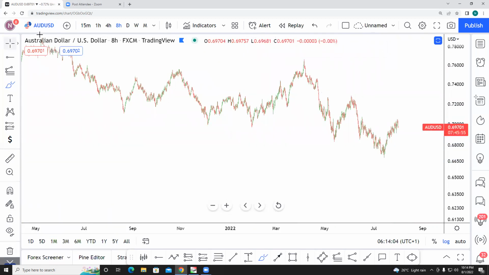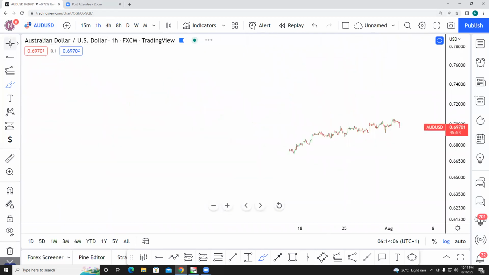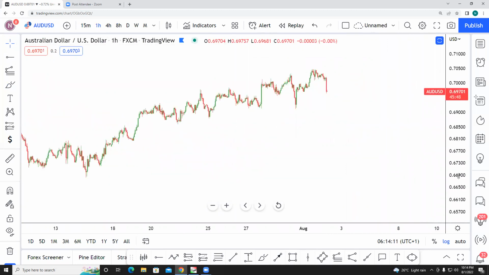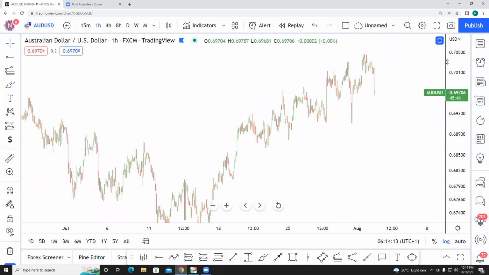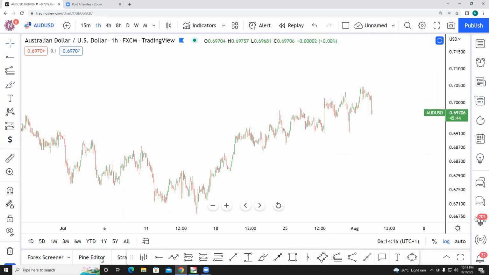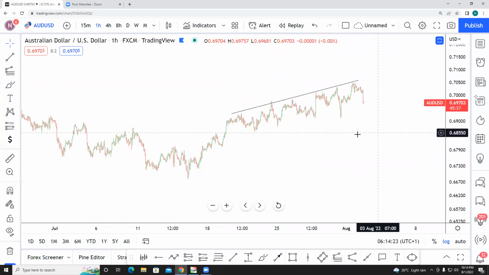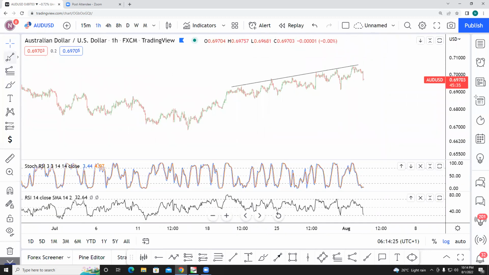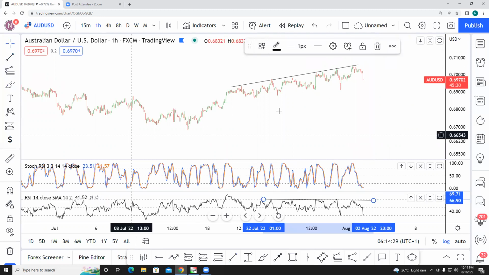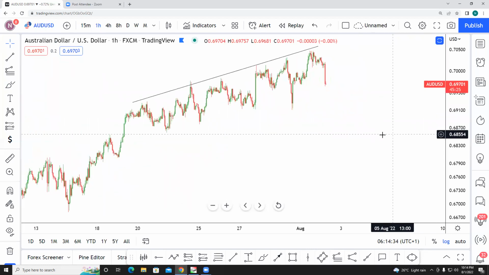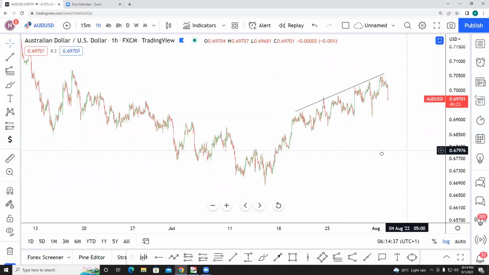And if you look at the structure that we have here, it really looks like an ending structure, guys. Look at it. It's an ending structure. If you go back to your indicator and check divergence, you see that there's a clear divergence here. Based on that, the move to the downside of this pair is non-negotiable.